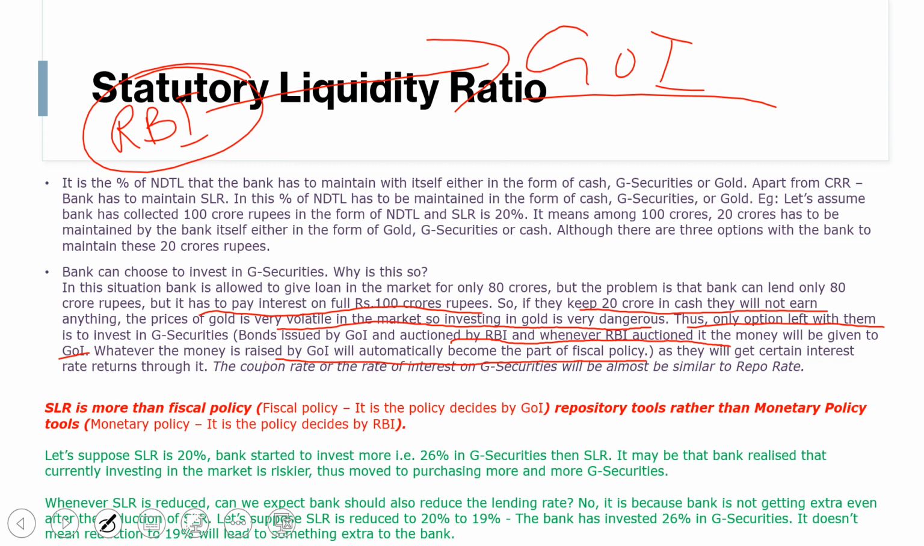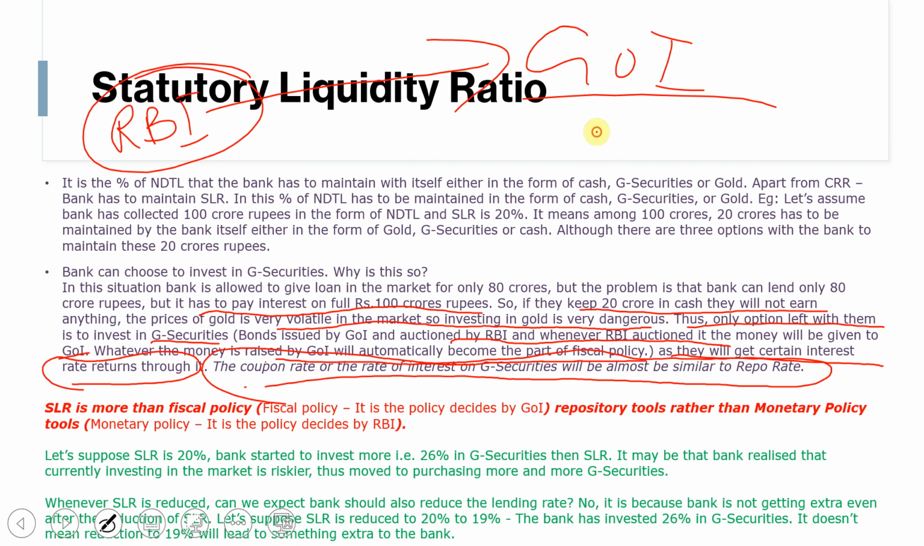So it is saying that the only option left is investment in G securities, as they will get certain interest rate returns through it from the government. The coupon rate, or the rate of interest, on G securities will be almost similar to the repo rate. Repo rate is around 4%.